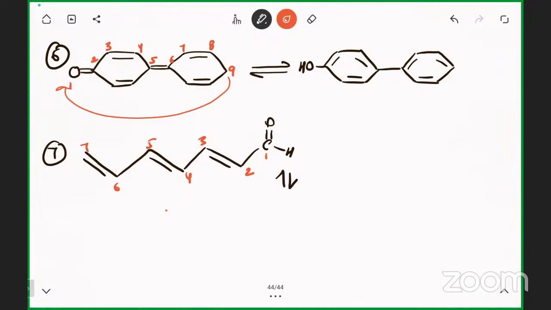So now what we have to do? Which one is sp2 hybridized? Which one is sp3 hybridized? Is there any sp3 hybridized carbon? No, sir. If there is no sp3 hybridized carbon, it means no tautomers. Got it? Yes, sir. So any doubt in the tautomers?